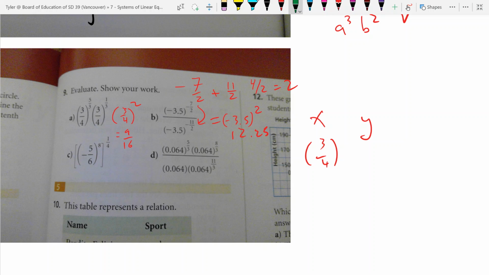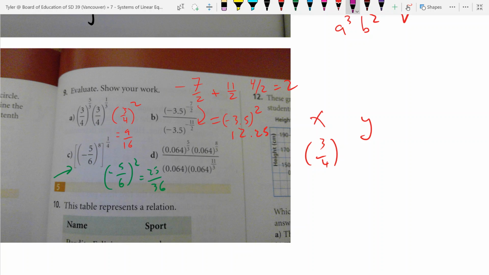Let's do this one. Again, it's going to work the same way. I'm actually going to do the exponents first. When you have an exponent to an exponent, that means multiply. So 8 times a quarter is the same as 8 divided by 4, which is just 2. So this becomes negative 5 over 6 to the power of 2, which is 25 over 36. Positive, because negative times negative is positive.